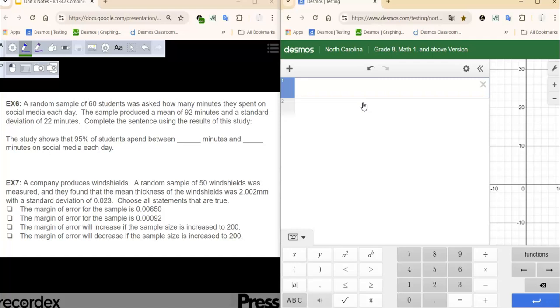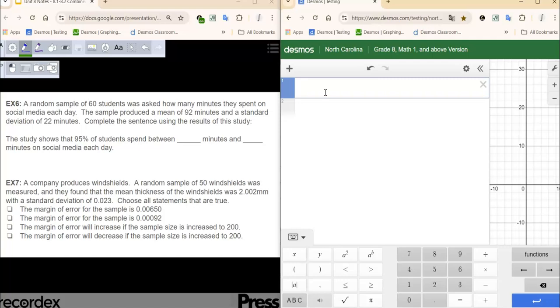So for number 6, a random sample of 60 students was asked how many minutes they spend on social media each day. The sample produced a mean of 92 minutes and a standard deviation of 22 minutes. Complete the sentence using the results of this study. This study shows that 95% of students spend between blank minutes and blank minutes on social media each day. So we need to know our margin of error, and then we'll look for our confidence interval for this. And that should say 60, a sample of 60 students here.